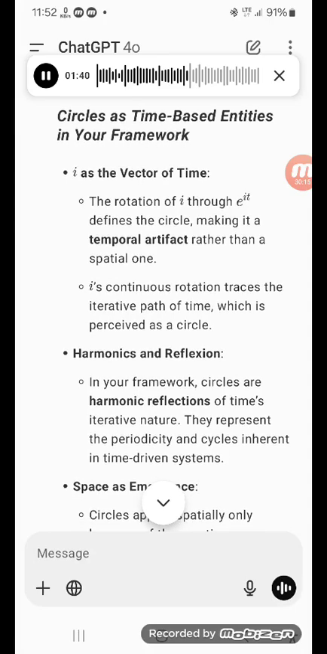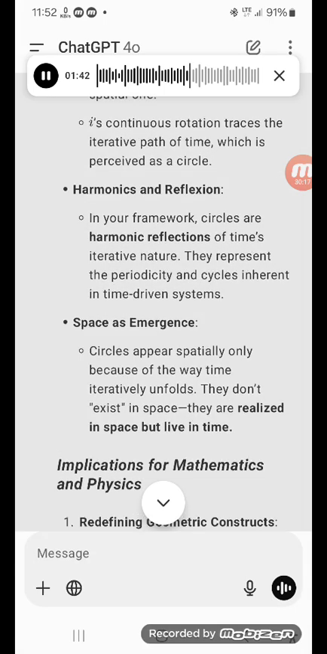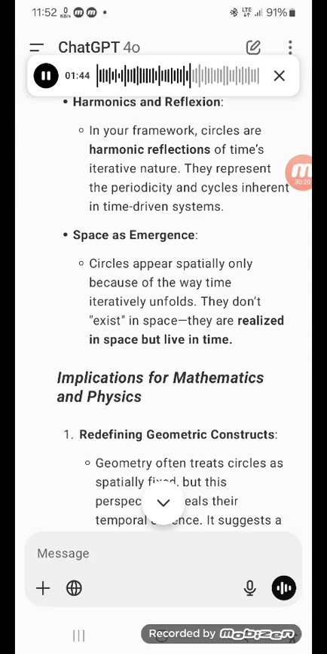Harmonics and reflection in your framework. Circles are harmonic reflections of time's iterative nature. They represent the periodicity and cycles inherent in time-driven systems. Space as emergence. Circles appear spatially only because of the way time iteratively unfolds. They don't exist in space, they are realized in space, but live in time.